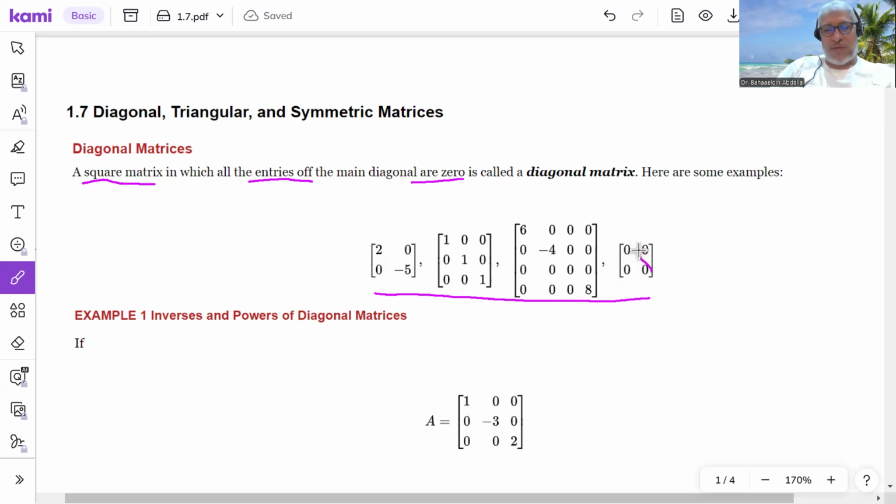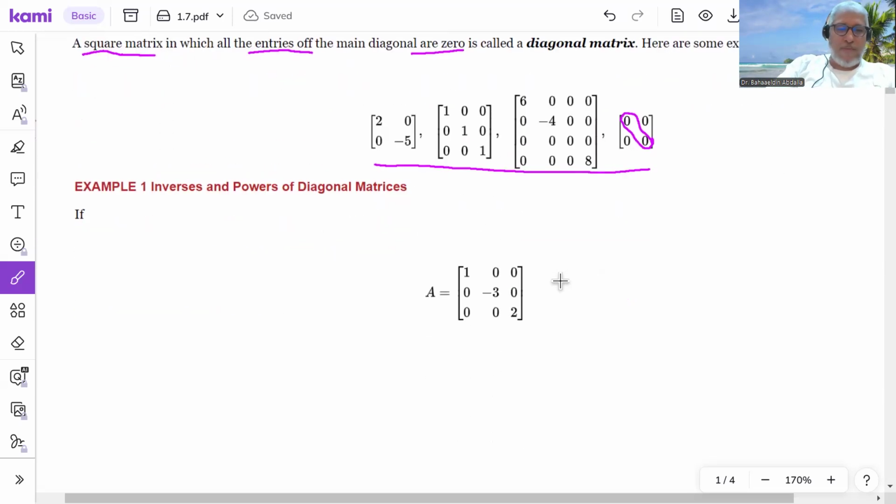Notice here, we don't pay attention to the main diagonal. It could be zeros or non-zeros, but off the main diagonal, above and below, are zeros. So it is considered a diagonal matrix.